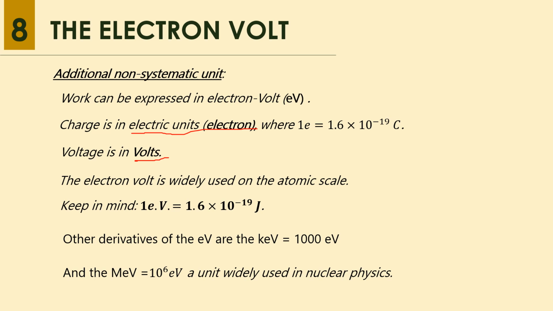Now, what's the importance of the electron volt? The electron volt is a unit which is widely used on the atomic scale, in atomic physics or also in nuclear physics. 1 electron volt is 1.6 times 10 to the minus 19 joules. Now, other forms of this unit, or powers in fact, are the kilo electron volt, also known as the keV, which is 1000 electron volts, and we have the MeV, the mega electron volt. And the mega electron volt is used a lot in nuclear physics and radioactive reactions, if you have heard about them.